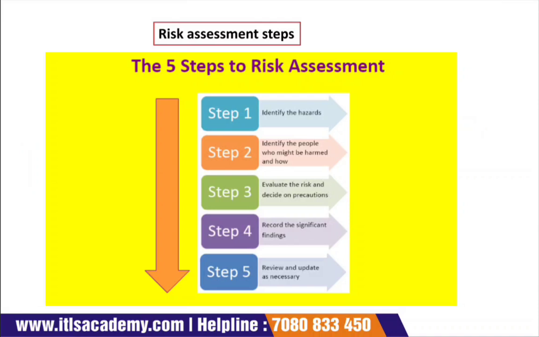Now, basically, there are 5 steps of risk assessment. First of all, you have to identify the hazards. Which type of hazard is it? Whether it's a chemical hazard, biological hazard, physical hazard, or microbiological hazard. After identifying the hazard, step 2 says identify the people who might be harmed and how. After you have identified the hazard, you see how people may be harmed by this hazard.